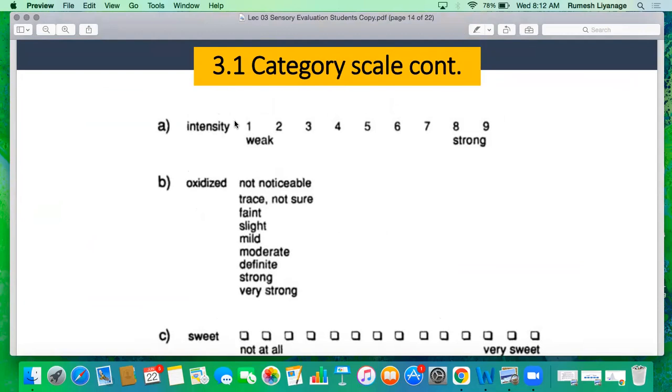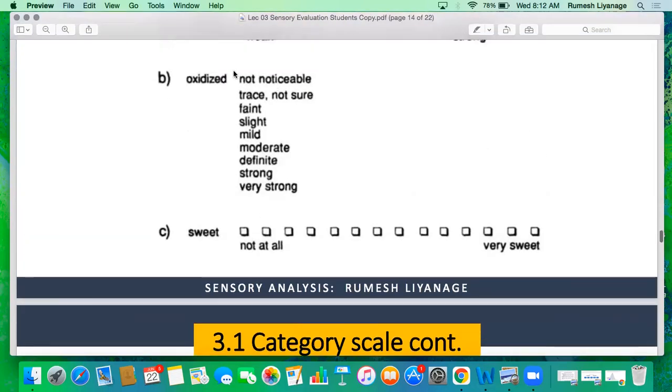As an example, weak to strong. Might be a flavor or color, weak to strong. Weak means 1, strong means 9. So there is an intensity rating 1 to 9. So you can select one number out of these 9. And whether the sample is oxidized or not. And you can see the verbal anchors, not noticeable to very strong. You can select, right? Then based on your hedonic scale, you can use these verbal anchors.